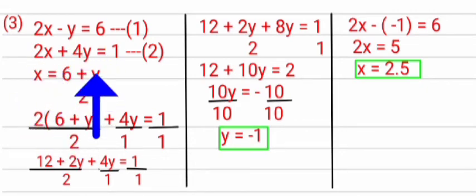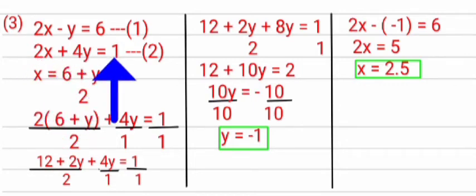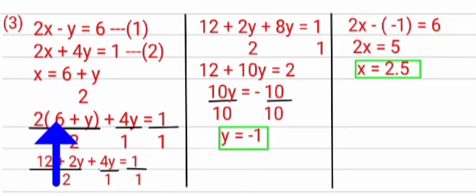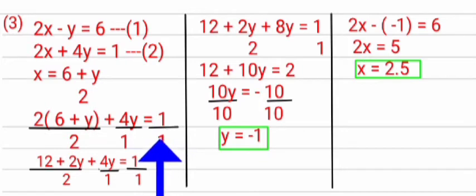And remember what we said, you need to substitute this whole expression for x in equation 2. This is equation 2 here. So anywhere you see x in equation 2, you replace it with the whole of this. So we are going to have 2 into bracket 6 plus y close bracket, divided by 2, plus 4y over 1 is equals to 1 over 1.